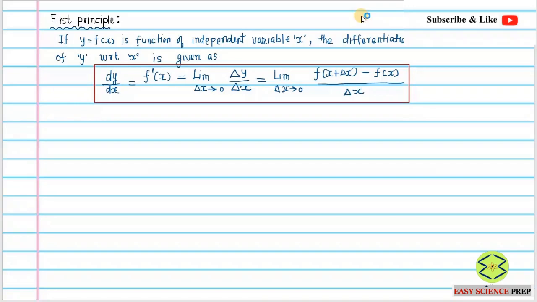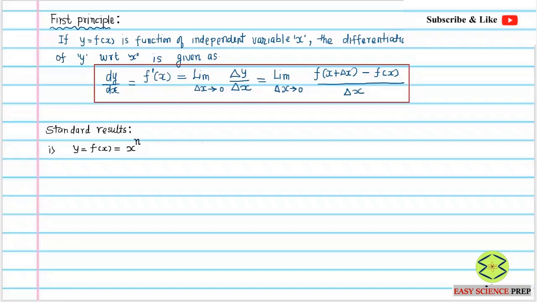Now, by using this, we can derive some standard results for differentiation. So let's do it. That's very simple. So I'm considering the first one. When we have y equal to f of x equal to x raised to n. So this is the standard form of a function which is x raised to n.